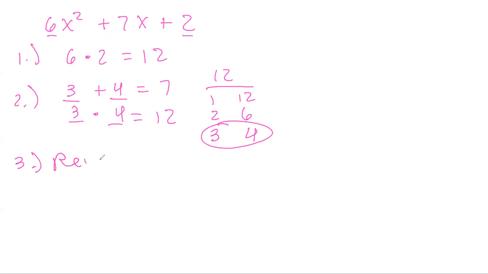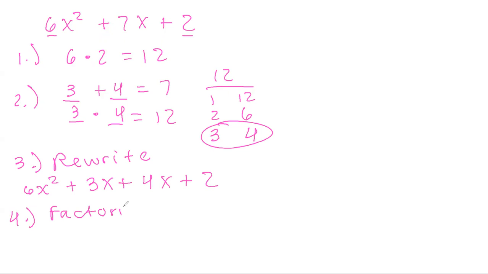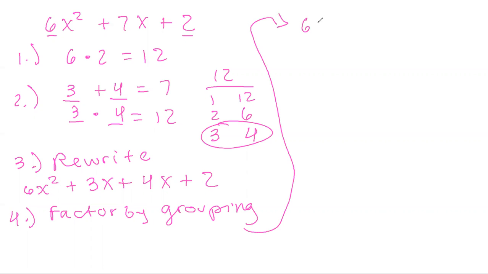Rewrite. And I have 6x squared plus 3x plus 4x plus 2. And then factor, factor by grouping. So I think I'll write it up here. So I'm going to rewrite this 6x squared plus 3x plus 4x plus 2.